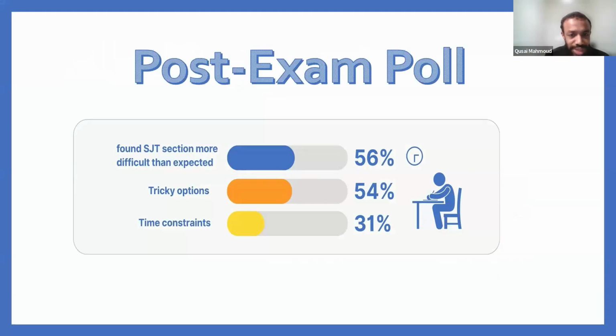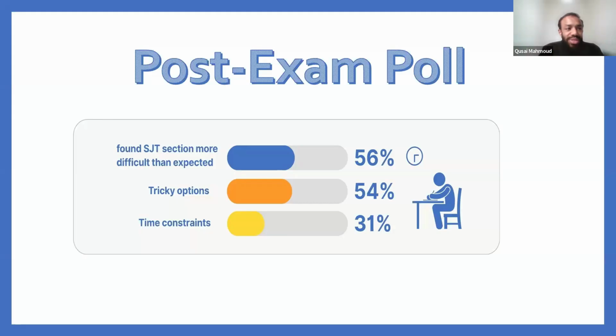However, as you can see here, 56% of your colleagues said they found the SJT section more difficult than expected. And 44%, I think, said it was as difficult as expected. And 0% said it was easier. None of them said it was easier. So more than half of the cohort said it was more difficult. We knew it's difficult, but it came more difficult than we expected.